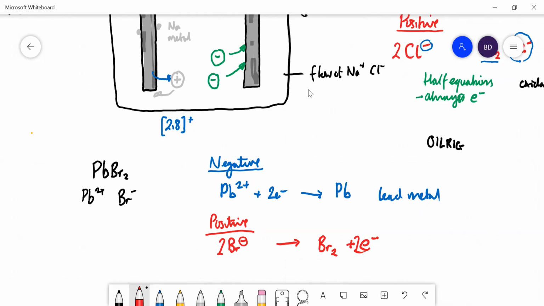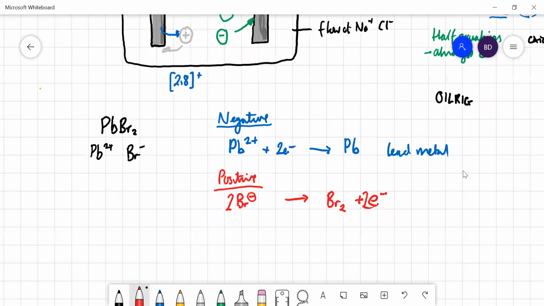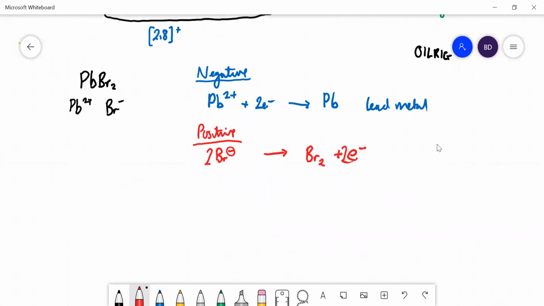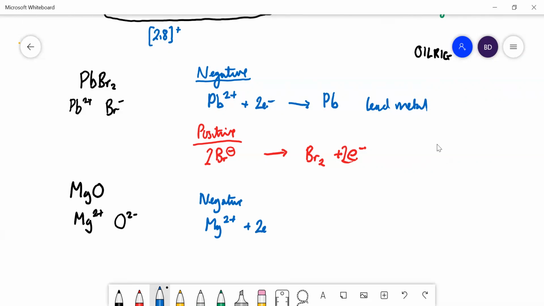So let's just do one more. Another example we could have is magnesium oxide, and that would be really hard to melt actually because it's got a very high melting point, but you could melt it. Magnesium oxide is made up of magnesium ions, Mg2+, and oxide ions, O2-. At the negative electrode, the magnesium is going to go there, the Mg2+ ion will be attracted. It will be forced to accept 2 electrons, and you'll form magnesium metal.